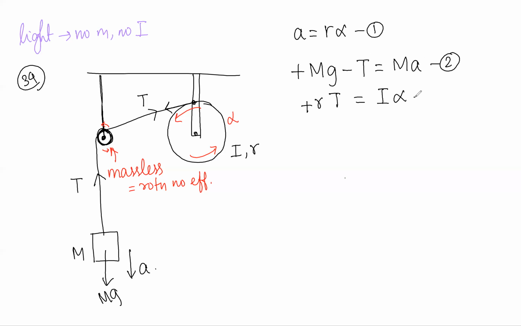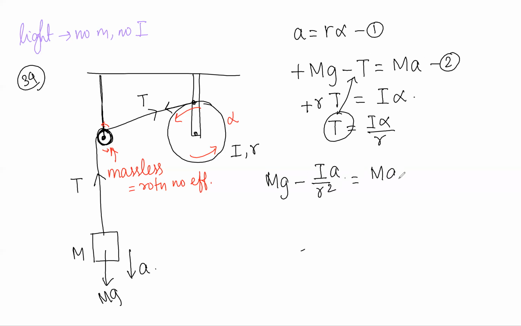अब तुम्हें बस T को हटाना है, तो T is equal to I alpha divided by r. इसको ले जाओ and you put it in the first equation. तो you will get mg minus I into alpha, मतलब a divided by r, तो I a by r square is equal to ma. तो a का जो वैल्यू आएगा, a is equal to mg divided by m plus I divided by r square.